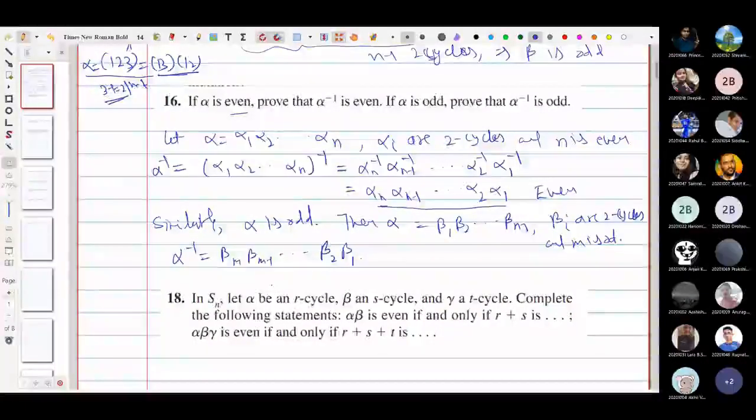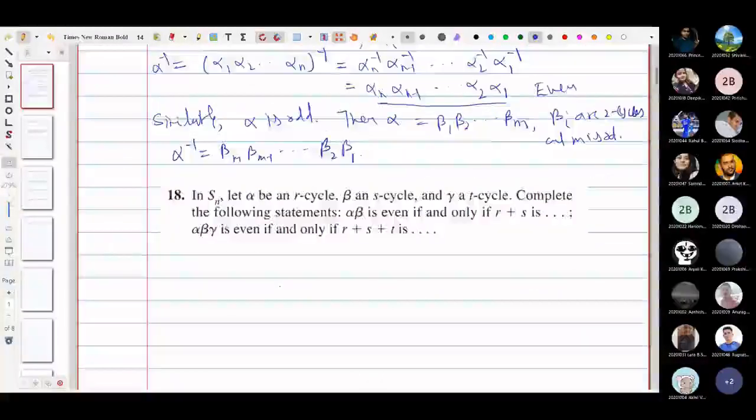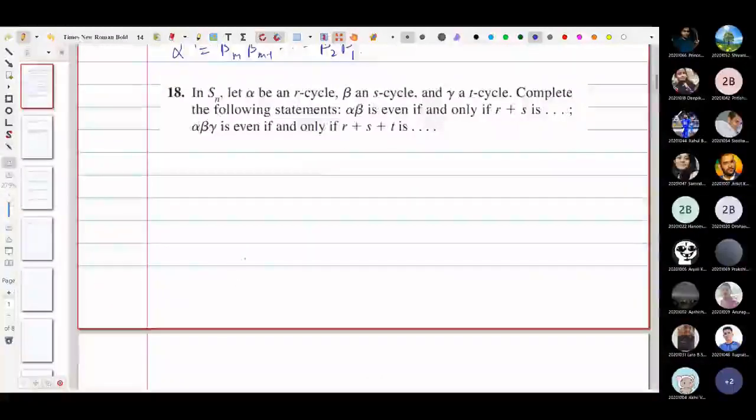So whenever alpha is even, alpha inverse is also going to be even. If alpha is odd, alpha inverse is also going to be an odd permutation. So next question, question number 18.